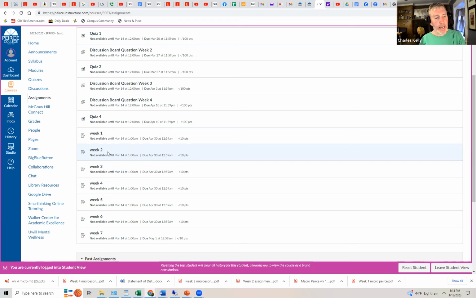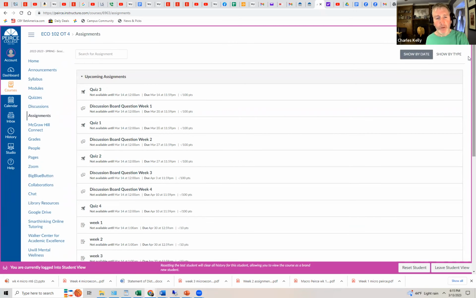Now, you need a code to access the Connect assignments. When you purchased your textbook, you received a code. Unfortunately, I have no control over the code and no interaction with McGraw-Hill. The people who work at McGraw-Hill, the customer service, they are excellent. So if you have any issues getting your code, you can contact them straight away. They will help you get your code. Like I said, when you purchase the textbook, you receive a code to access the Connect assignments.